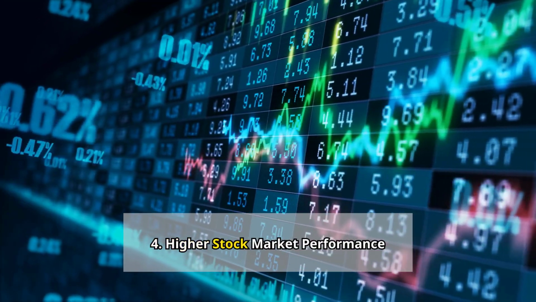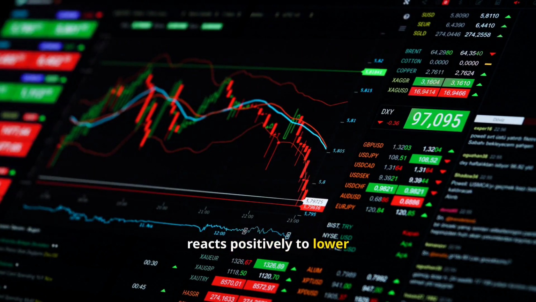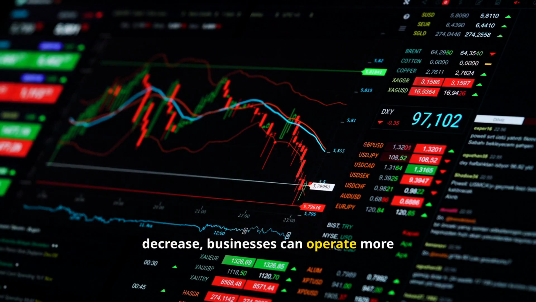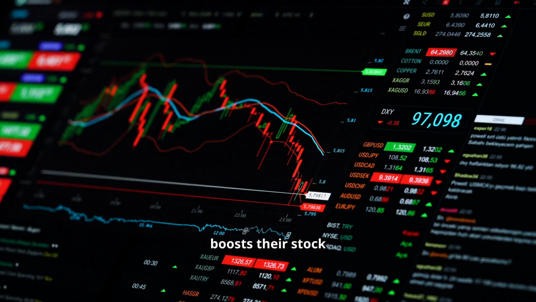4. Higher stock market performance. The stock market often reacts positively to lower interest rates. When borrowing costs decrease, businesses can operate more efficiently and report higher profits, which boosts their stock prices.